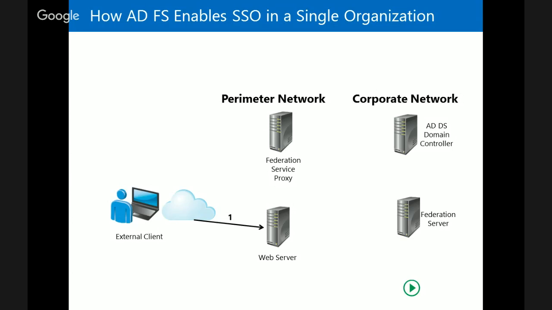Okay, so the external client's trying to get to my web server. That web server is protected. You need a username, you need an identity that has to be validated before you can access that web content. Maybe it's that HR app I was talking about before. So the web server says, well, who are you? In order to get access, I'm going to need to provide a security token with my claim in it. So it contacts the federation service proxy that's out there on the perimeter network, and that should not be domain joined.